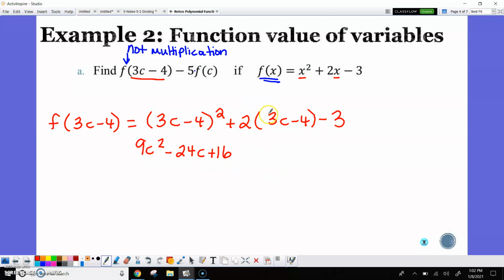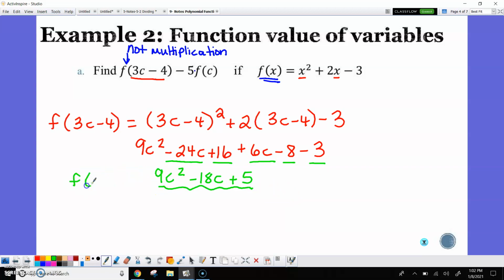Okay, and then I would distribute this too. So plus 6c minus 8 minus 3. And then we have this, and we'll just simplify by combining like terms. 9c squared, we can combine negative 24c and 6c and get negative 18c. We can combine 16, negative 8, and negative 3 and get positive 5. So this is what f of 3c minus 4 equals.